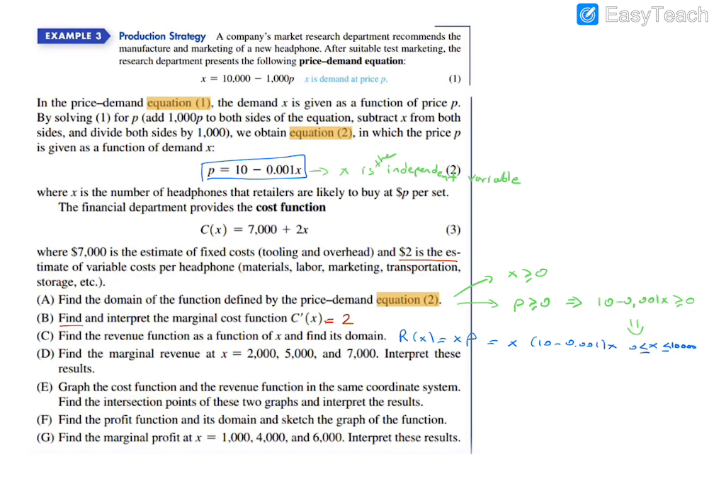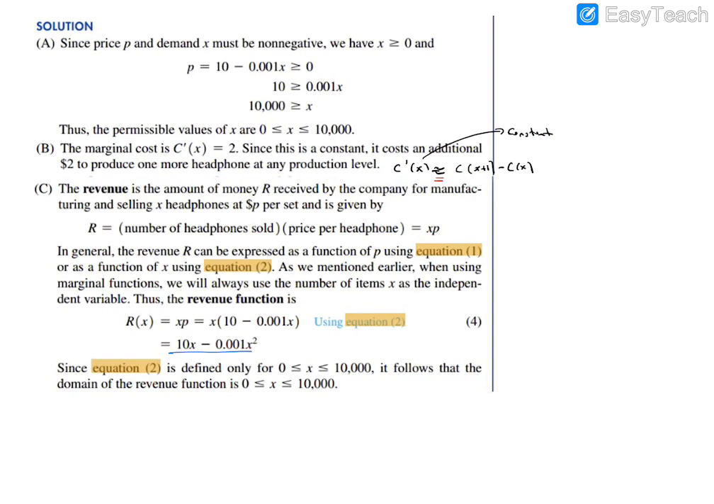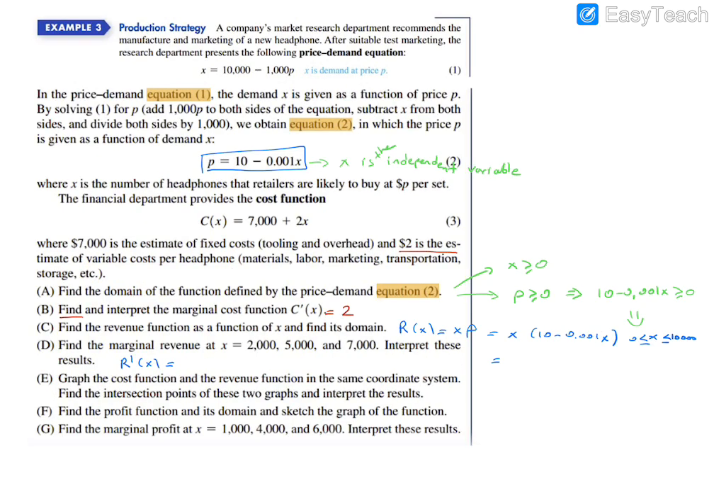Let's do part D. Find the marginal revenue at the given level, and interpret these results. The marginal revenue is R prime, so we should calculate the derivative of R. Maybe from here it is not easy to calculate for you. Here I made a mistake. Okay, let's close the parentheses. So by using that formula, 10x minus 0.001x squared, you can calculate revenue.